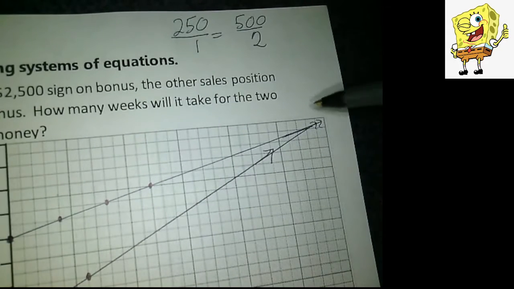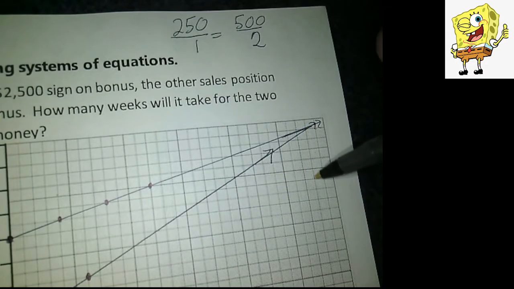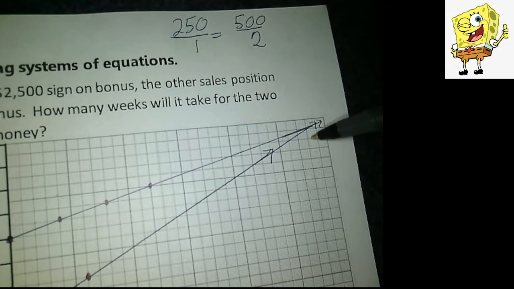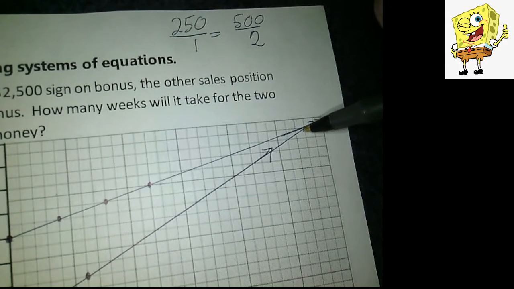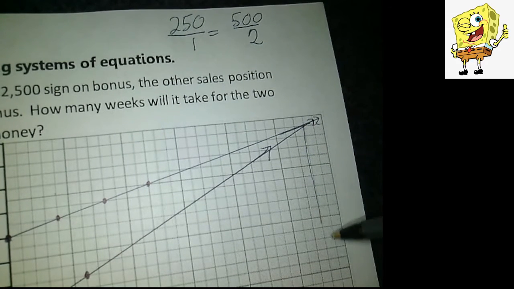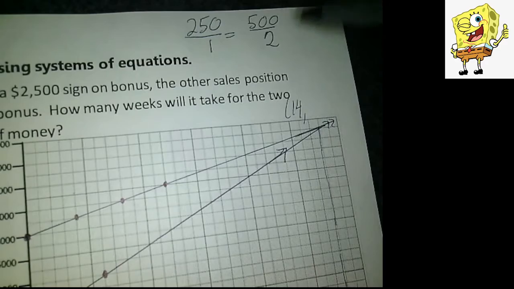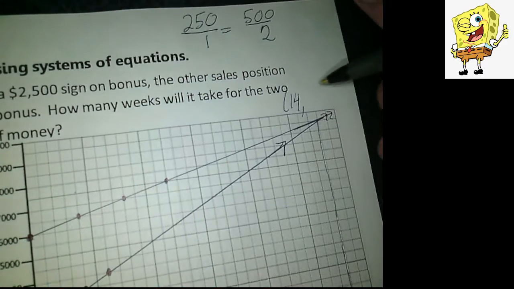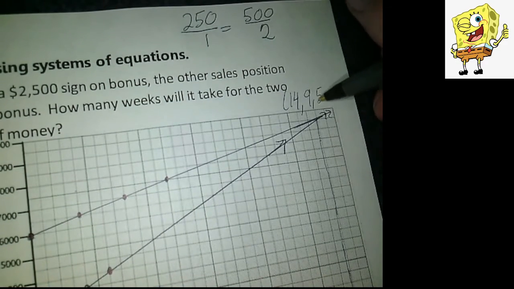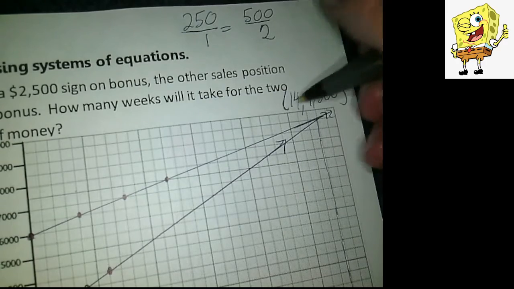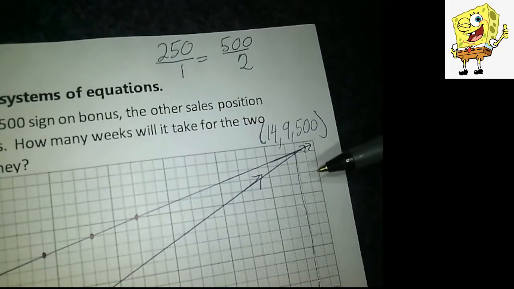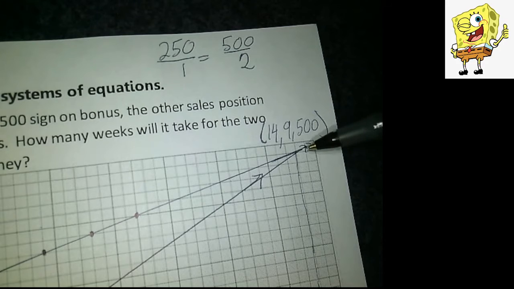So again, this is an example of where precision is absolutely key. I'm tracing this point down, and I see that it's intersecting at the point 14, comma, and then this would be 9,500. Okay, good.